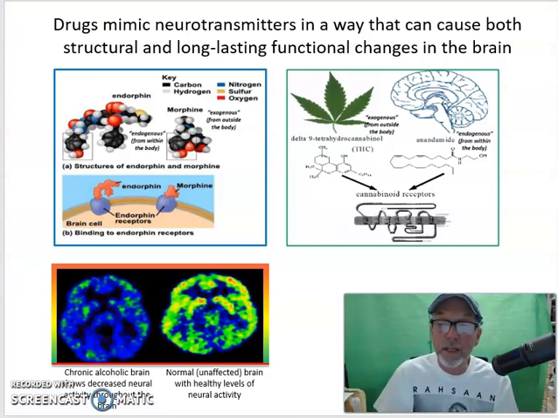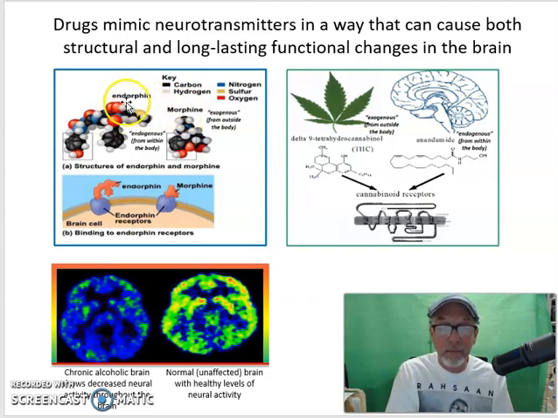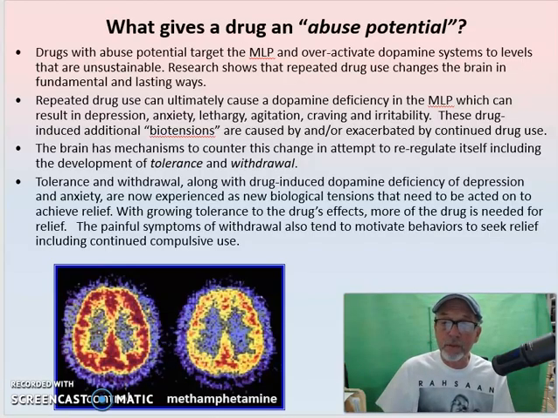Drugs will mimic neurotransmitters in a way that can cause both structural and long-lasting functional changes in the brain. Here you can see that morphine acts like a natural endorphin by triggering changes in that part of the brain. And the brain doesn't just tolerate that, it tries to counter that. And that's where the problem begins. And here's another slide showing that the natural endogenous, or from within, neurotransmitter anandamide triggers changes in our natural endocannabinoid system, but so will THC. So drugs that mimic neurotransmitters will cause changes in the brain, but over time will cause structural and long-lasting functional changes, possibly.